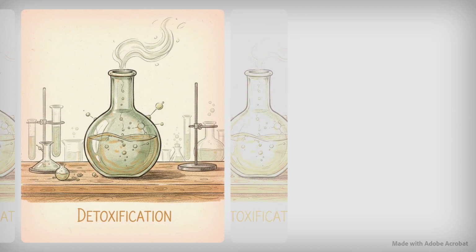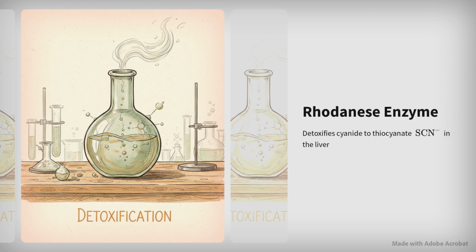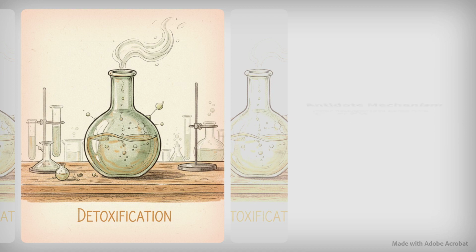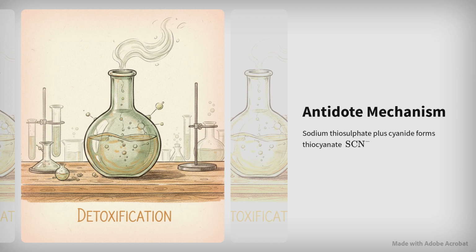Here's how the body handles cyanide. The liver enzyme rhodanese converts it to a safer compound, but high doses can overwhelm this system and cause severe toxicity. The rhodanese enzyme in the liver detoxifies cyanide by converting it to thiocyanate, which is much less toxic. Symptoms of cyanide toxicity include dizziness, central nervous system shutdown, and respiratory failure. An antidote for cyanide poisoning involves sodium thiosulfate, which helps convert cyanide to thiocyanate.